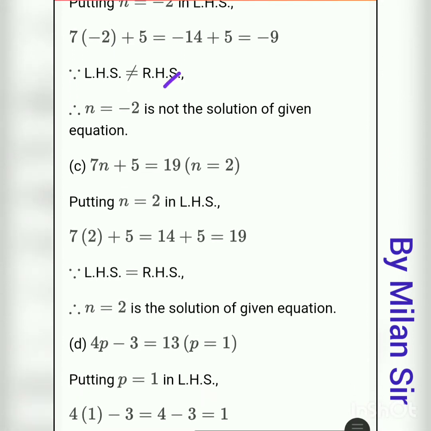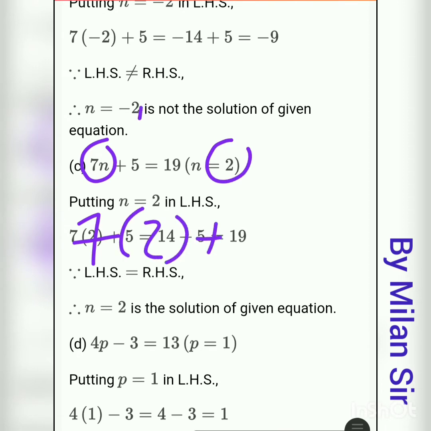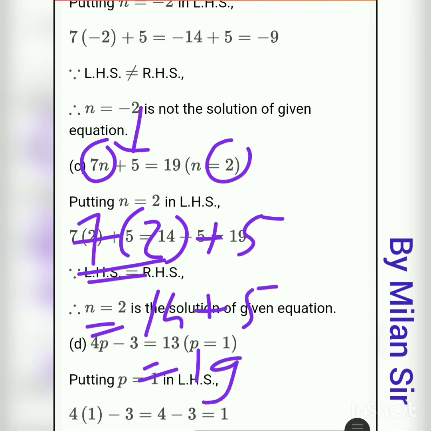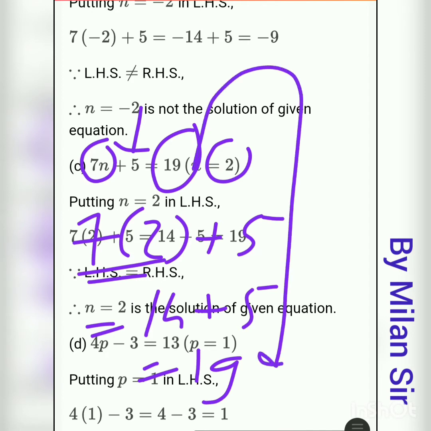Same thing in question C. Here we have 7n plus 5 is equal to 19, and n is equal to 2, which we need to put here. So put the value. Now 7n means 7 multiplied by n. So in place of n write 2, plus here we have 5. 7 times 2 is 14, plus 5, the answer is 19, and here it is also written 19. So here we get the same answer. So yes, this is a solution.